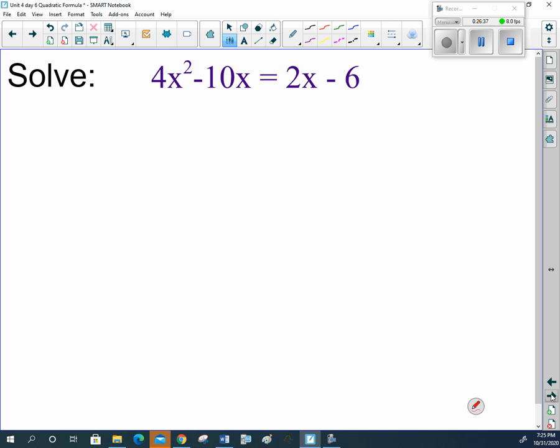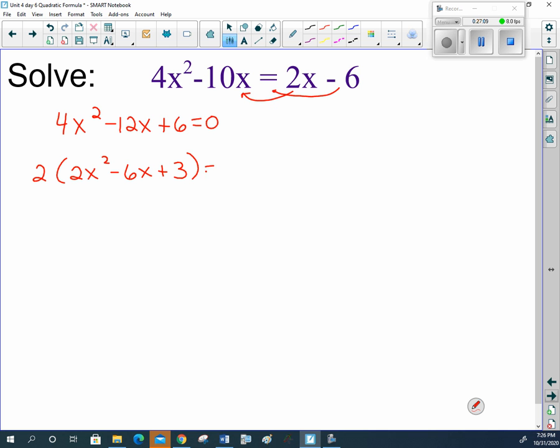Okay, one more. 4x squared minus 10x equals 2x minus 6. So once again, I always want to see if I can factor first. So I'm going to combine all my like terms, put it equal to 0. So 4x squared minus 12x plus 6 equals 0. I move this one to the left and that one to the left of the equal sign. And I notice that there's a GCF, so I'm going to take the GCF out. It's a 2. So 2x squared minus 6x plus 3 equals 0. Now, I'm going to factor that.